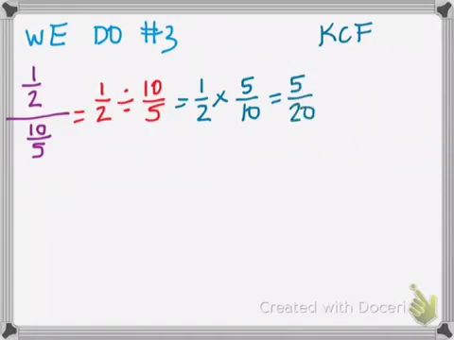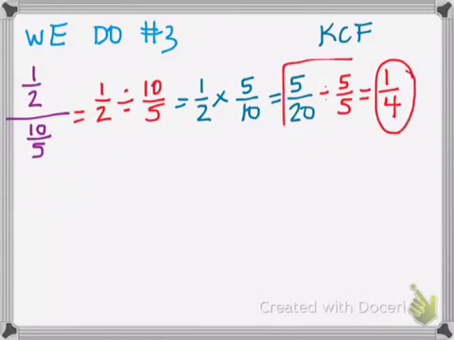And then here I can recognize that I have to simplify it, so I divide both the numerator and denominator by 5. 5 divided by 5 I know is 1, and then 20 divided by 5 is 4. So this I'm just simplifying. So my answer is 1/4.